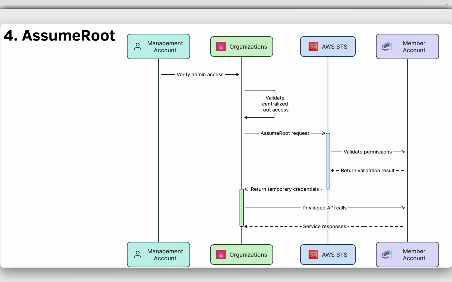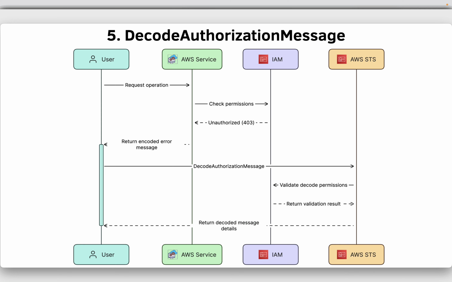Fourth one, assume root. This returns a set of short-term credentials you can use to perform privileged tasks on a member AWS account in your AWS organization. You must use credentials from an AWS organization's management account or a delegated administrator account for IAM to call assume root. You cannot use root user credentials to make this call. Before you can launch a privileged session, you must have centralized root access in your organization.